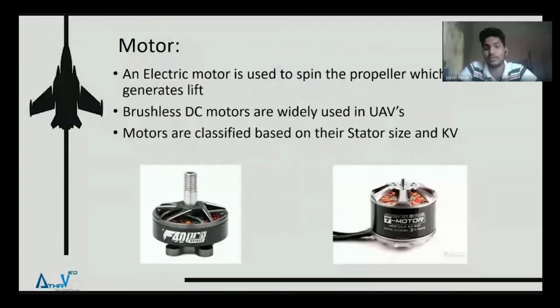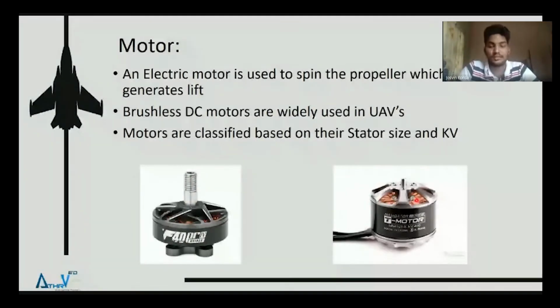So mainly the classification is based on stator size and kV. You also need to take care of the voltage range of operation of the motors, because some motors will have thicker windings and some motors will have thinner windings. So there will be a voltage range that will be specified for a motor. Usually it is 4s to 6s, that is the cell voltage. And if you go above or below, there are chances of you burning up these windings. So it is very much imperative that when you are choosing all the components of the aircraft, you need to consider the operation voltage range of each of the components.